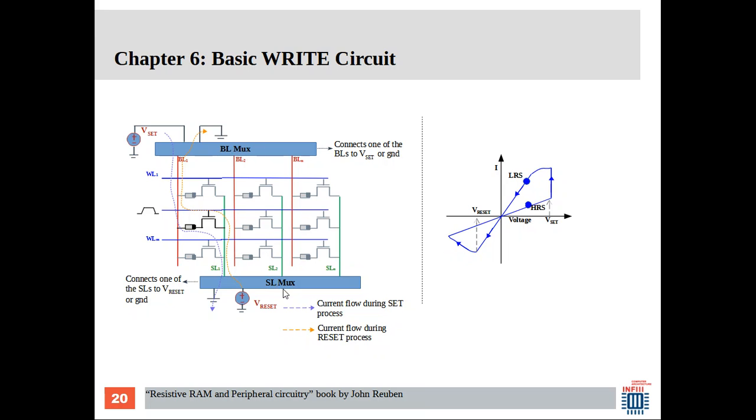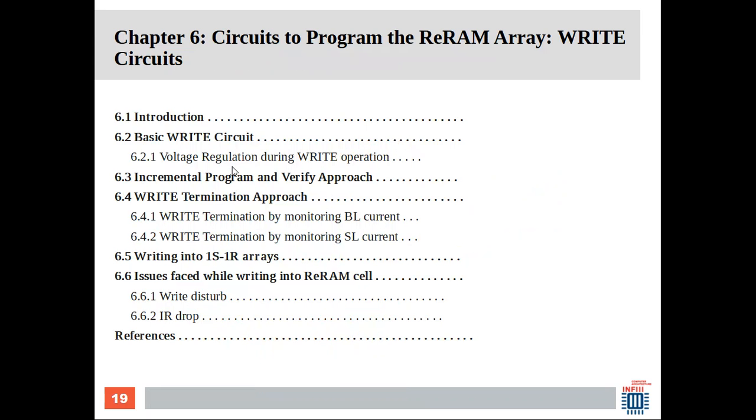So how is it done? So this is the basic write process. When you have a set operation, you have the voltage applied to the bit line, source line grounded, and you have the reset process, the voltage applied at the source line and the bit line grounded. And then I expand on it. So how is the voltage regulated? So a low dropout voltage regulator can be used.